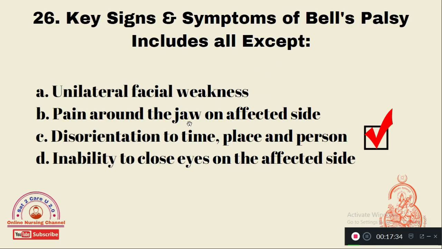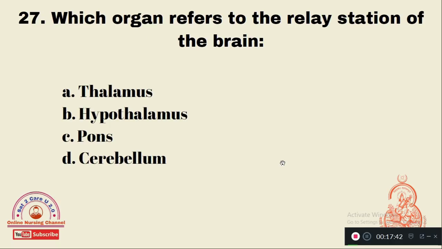So disorientation to time, place, and person is not a sign and symptom of Bell's palsy. So answer C is right. Question number 27. Which organ refers to the relay station of the brain? Option A, thalamus, B, hypothalamus, C, pons, and D, cerebellum. The organ which is known as the relay station in the brain is option A, thalamus.